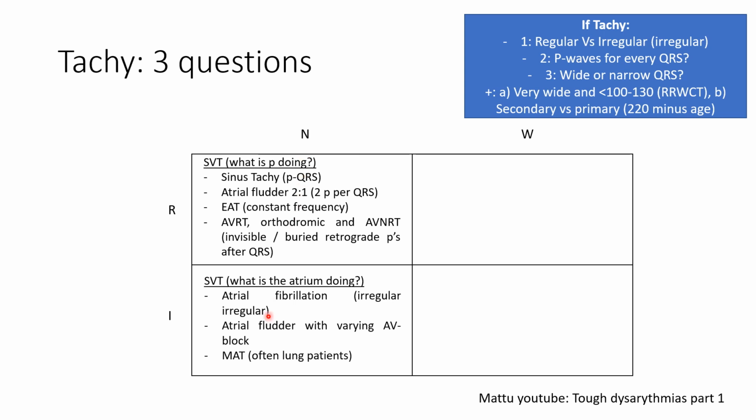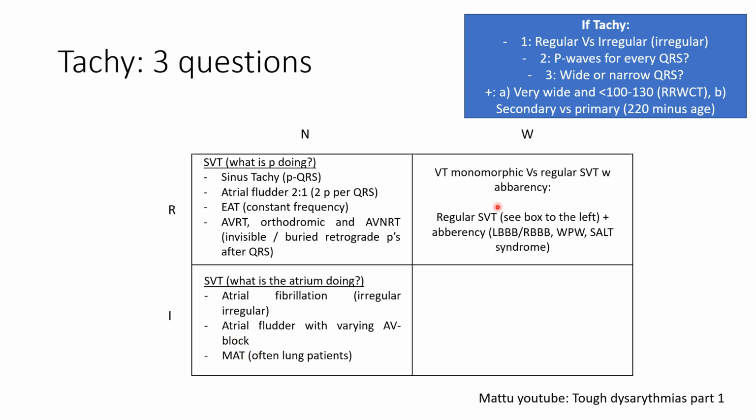If it's narrow and irregular, meaning that the QRSs don't come at the same time, but come a bit more randomly, then it is almost always atrial fibrillation, right? It's totally random. But if it's irregular to a point like 1, 2, 3, and then a pause, and 1, 2, 3, then it's irregular, but it's not irregular. And it might be something else. But in general, it's almost always atrial fibrillation. There is atrial flutter with varying AV block and MAT, but these are more rare.